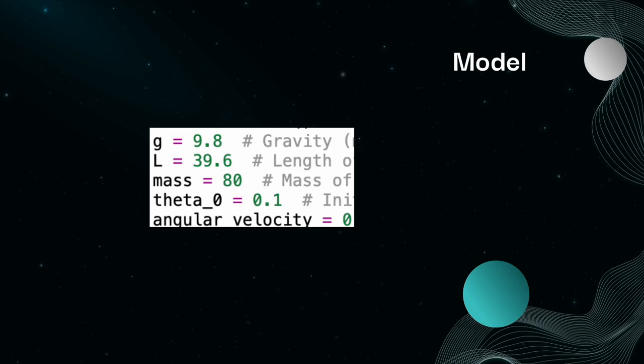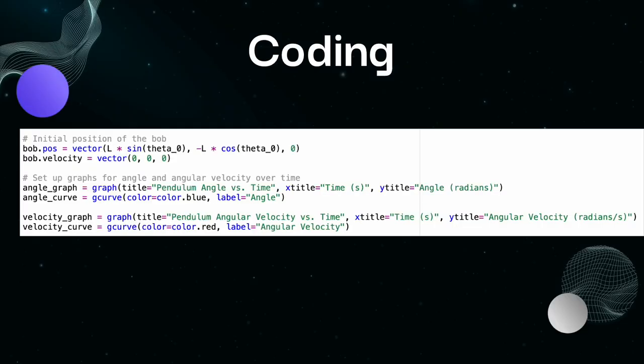To simplify our model, we set the pendulum length to 39.6 meters with an initial small angle of 0.1 radians. We assume a gravitational acceleration of 9.8 meters per second squared. With these initial conditions and assumptions, we can predict a smooth oscillatory pattern in the pendulum's angle and angular velocity.